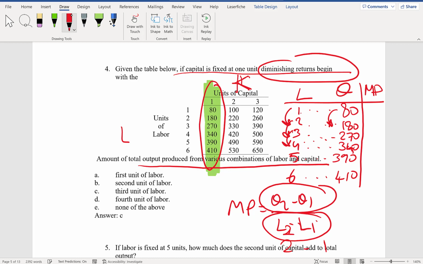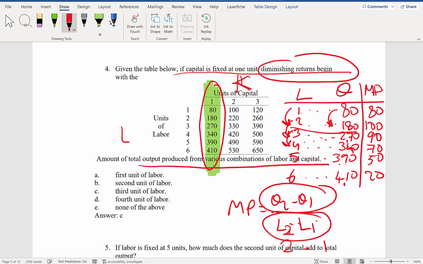So first worker produces 80. Marginal product of first worker is 80. What about second worker? 80 to 180, 100 units. 180 to 270, 90 units. 270 to 340, this is going to be 70 units. 340 to 390, 50 units. 390 to 410, 20 units.